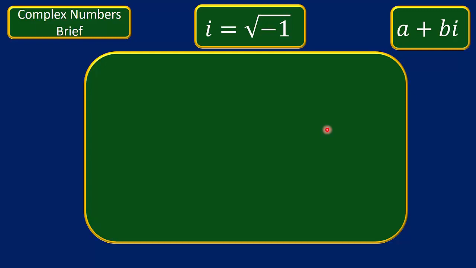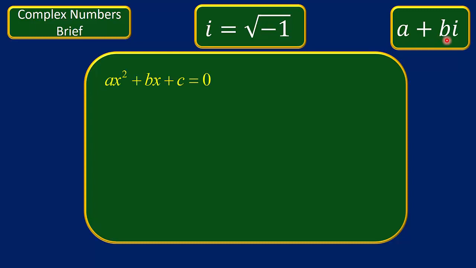Now, when you think of complex numbers, probably you think of this, i. i equals the square root of -1. And you may think of this, a plus bi. That's a standard way we write complex numbers where we have a real part and we have an imaginary part. So maybe 3 plus 2i. That would be a complex number with 3 being the real part and 2 being the imaginary.